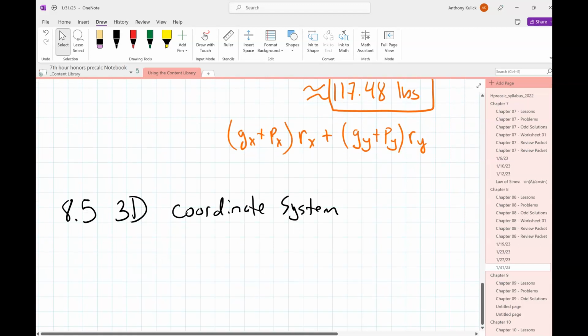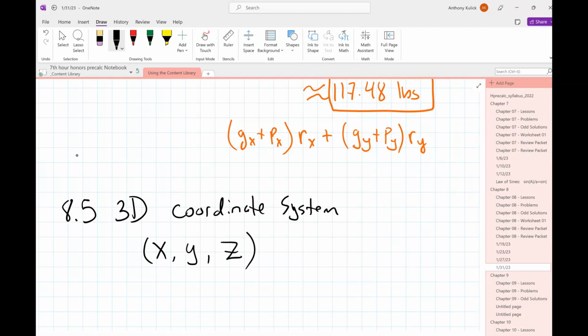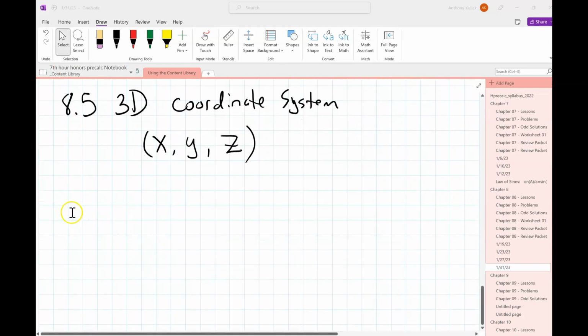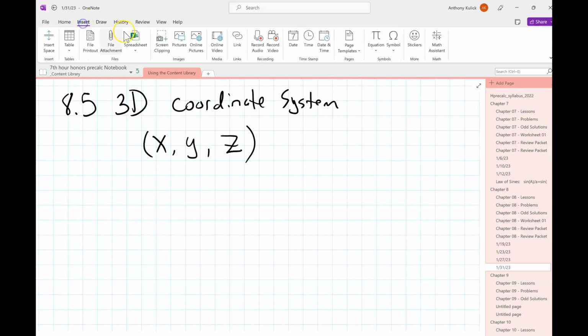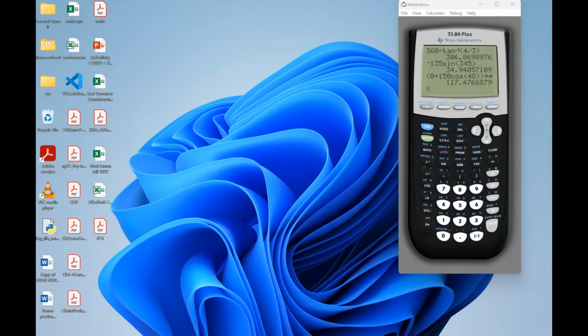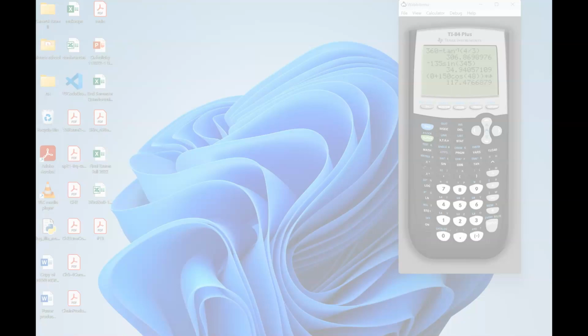Yeah, this section is real straightforward. So we're going to talk about the three-dimensional coordinate system. X, Y, and the third component we call Z. If I wanted to graph something in three dimensions, I need an x-axis, a y-axis, and a z-axis. How do I draw something three-dimensional on our two-dimensional sheet of paper? Well, we just have to use a little bit of imagination.